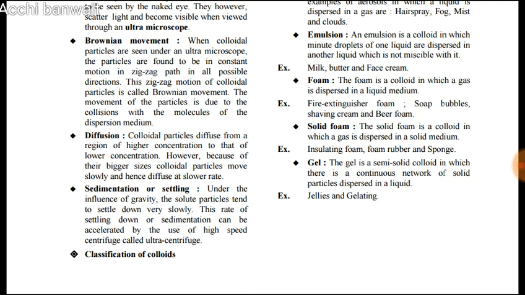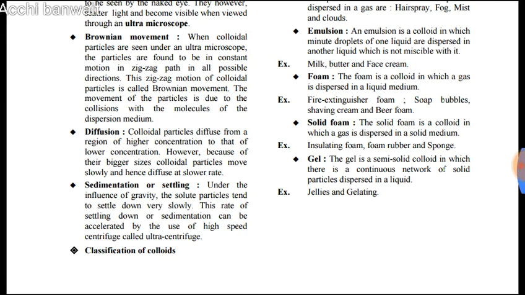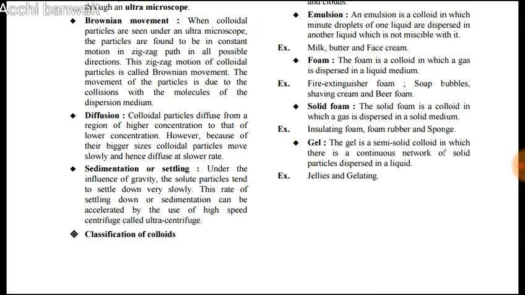Diffusion. Colloidal particles diffuse from a region of higher concentration to that of lower concentration. So obviously you learn this diffusion in biology. However, because of their bigger sizes, colloidal particles move slowly and hence diffuse at a slow rate. So you can see they diffuse from higher to lower concentration, but because of their big size, they cannot diffuse faster; the diffusion process is slow.